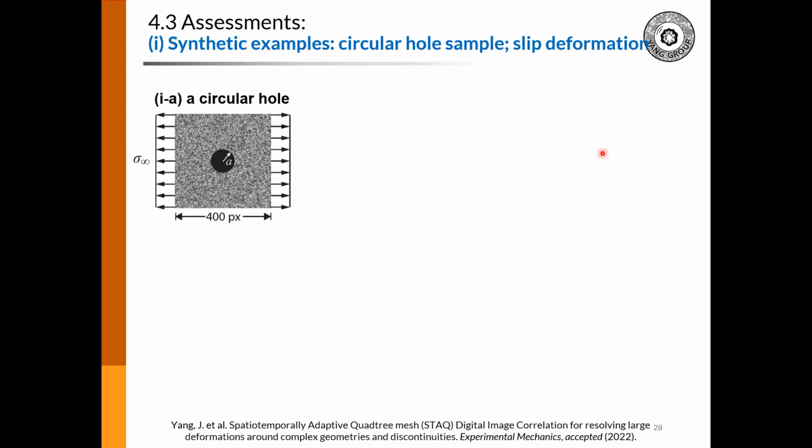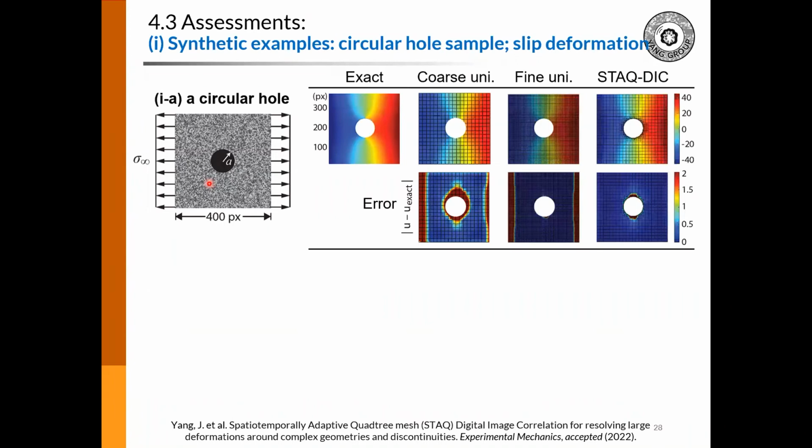First of all, some synthetic examples. This is the uniaxial tension of a plate, and there is a circular hole here. Because this problem is synthetic, synthetic means I have the reference image. I just apply some known deformation field to deform the image, using some MATLAB code, so I can generate some deformed images. These are called the synthetic deformed images. And I can apply the DSM method.